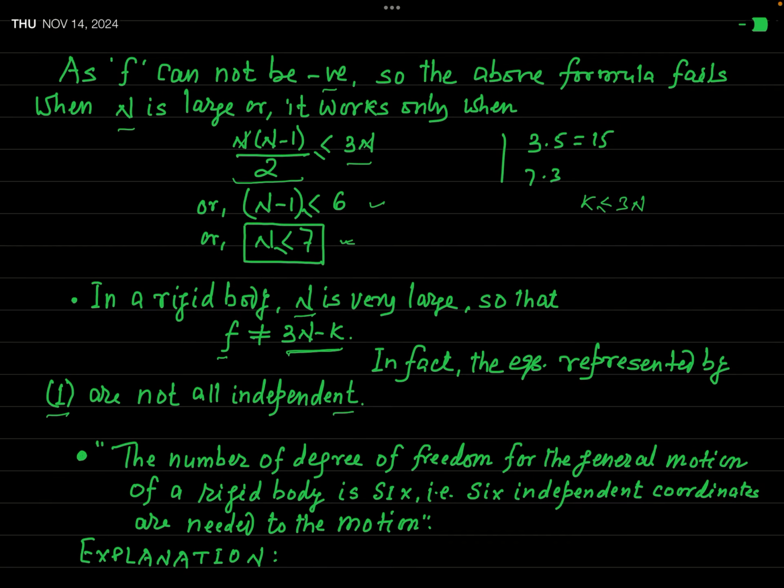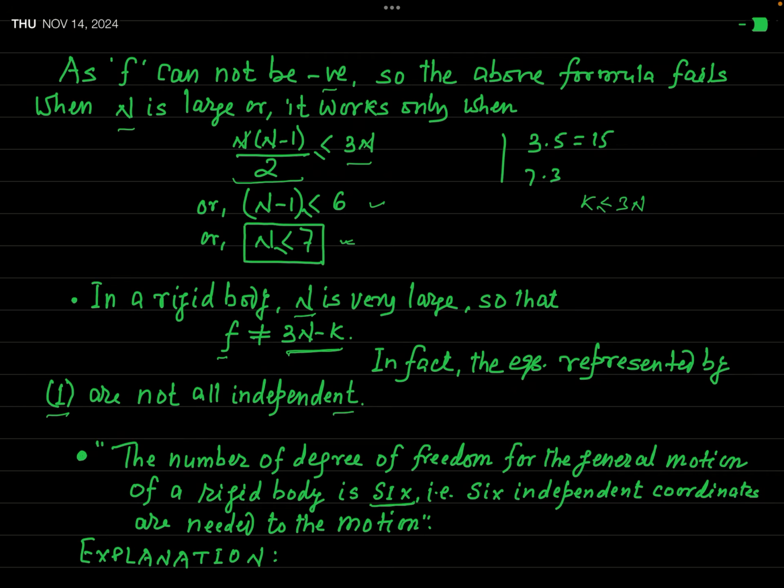Now we are going to see what will be the degree of freedom of a rigid body. So remember, the number of degrees of freedom for general motion of a rigid body is 6. You should remember it. This is a very important fact for your objective type questions. So when a question is asked what is the number of degrees of freedom of a rigid body, and options are 6, 5, 4, 3, what will be the answer? Answer will be 6.